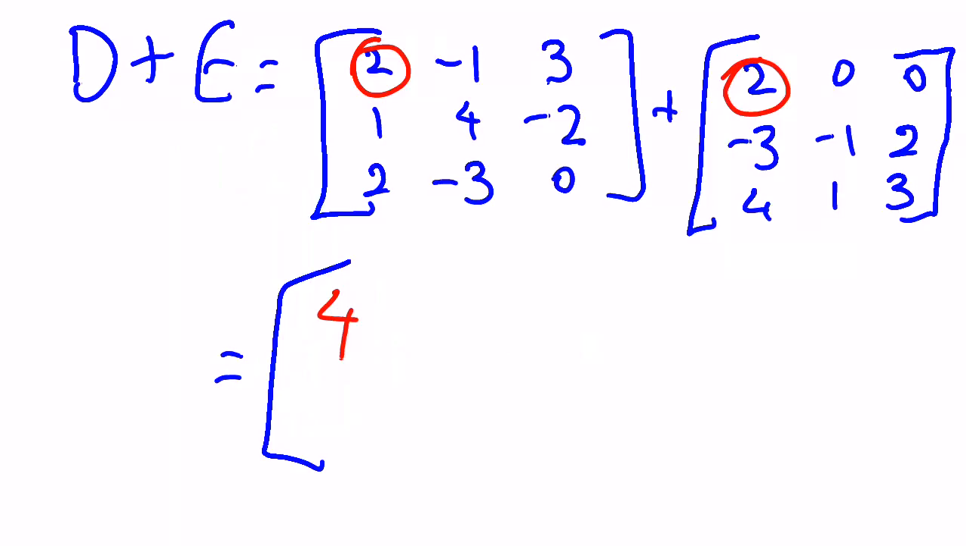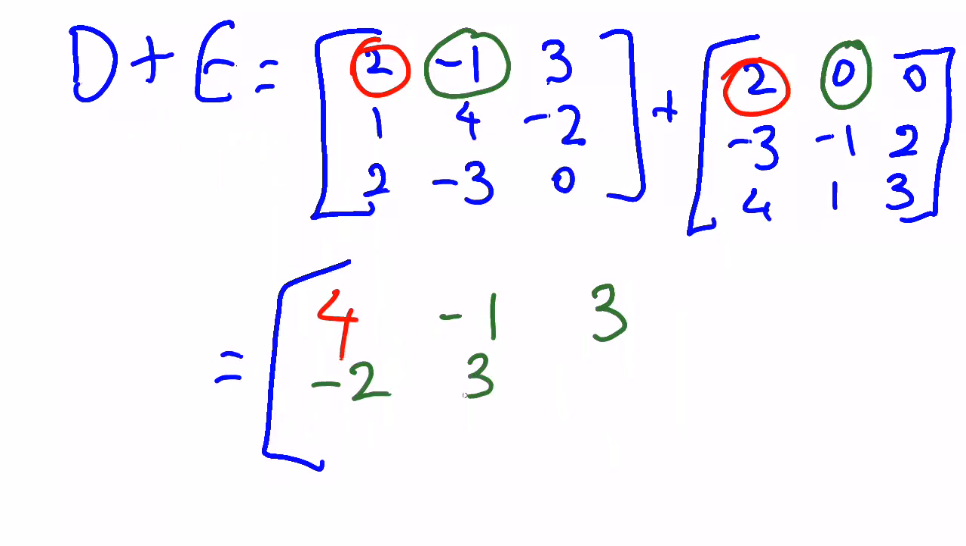Then I'm going to add the negative 1 and the 0, which is going to get me negative 1. Then I add the 3 and the 0, which gives me 3. I add the 1 and the negative 3. Now be careful with your negatives. Adding 1 and negative 3 is going to bring me to negative 2. I add the 4 and the negative 1, giving me 3. I add the negative 2 and the positive 2, which gives me 0.